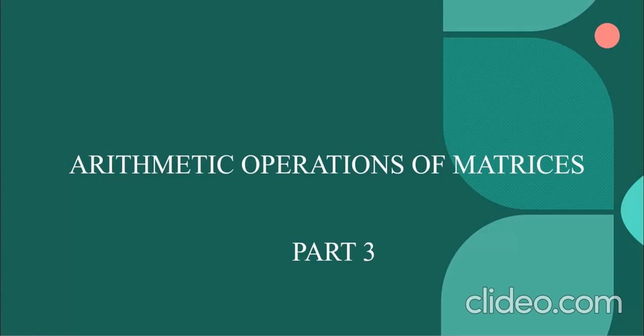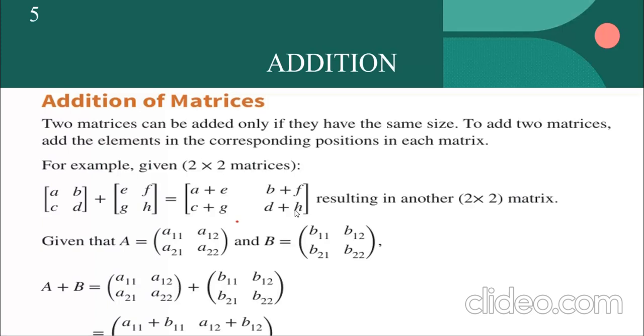We are looking at arithmetic operations of matrices. So let's look at addition of matrices. Two matrices can be added only if they have the same size, in other words, the same dimension.